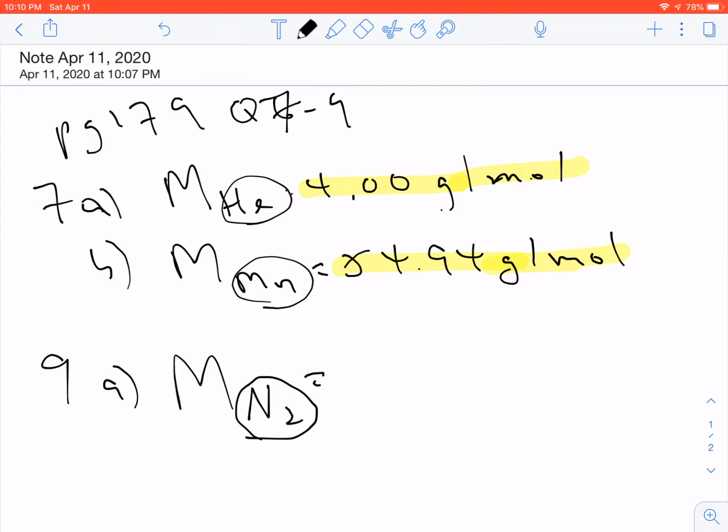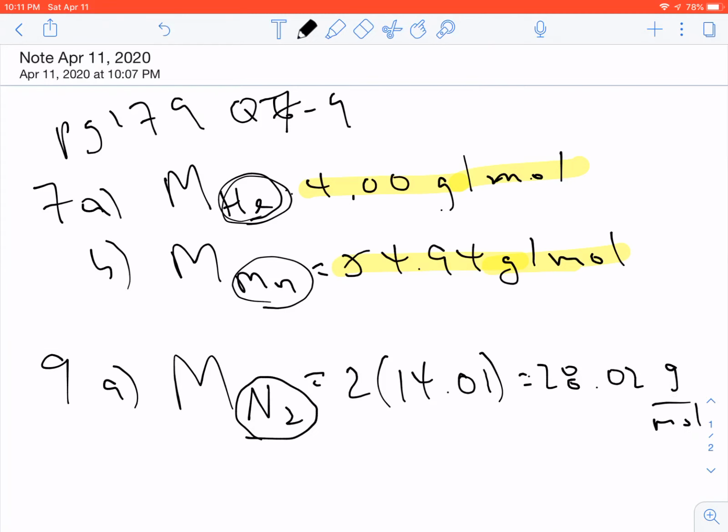Okay, so if I ask you for the molar mass for nitrogen, I now need to look at my periodic table. Periodic table says nitrogen is 14.01. Oh, but there are 2 nitrogen atoms. So the molar mass is going to be 2 times the molar mass for nitrogen, which is 28.02 grams per mole.